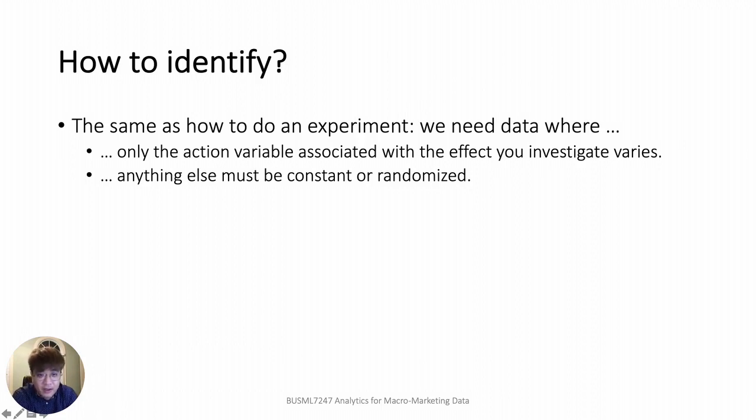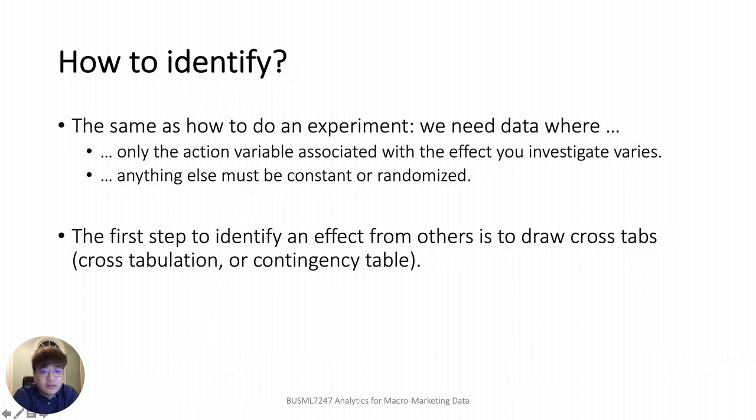Identification of an effect requires the same conditions in data. We need two groups of observations where the action variable is the only one that distinguishes between the groups. Thus, the first step to identify an effect from others is to find those groups by drawing a cross-tabulation, for short crosstabs, or contingency table.